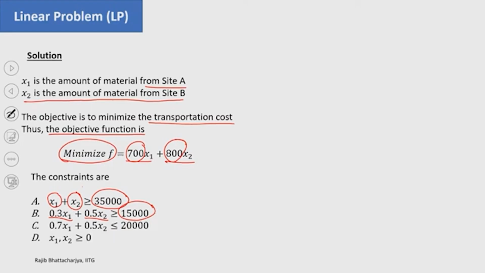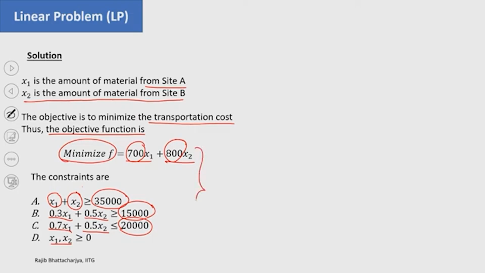Similarly, the maximum requirement of gravel is 20,000 cubic meter. So, if I take the raw material from site A, how much gravel am I getting? 0.7 x 1. And similarly if I take the raw material from site B, how much gravel am I getting? 0.5 x 2. Therefore, 0.7 x 1 plus 0.5 x 2 should be less than or equal to 20,000, and x 1 and x 2 should be greater than or equal to 0. So, these are the constraints.